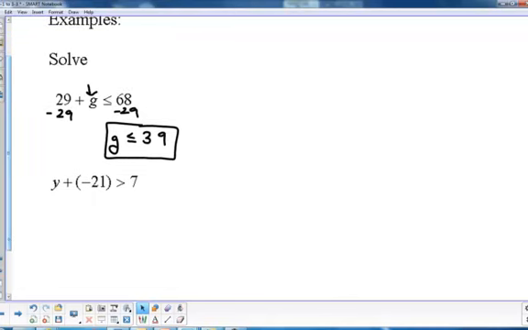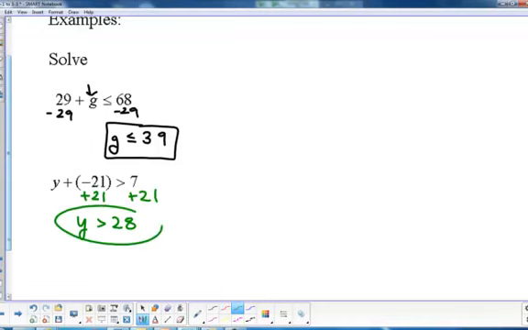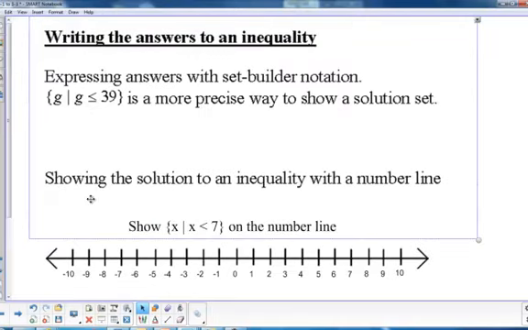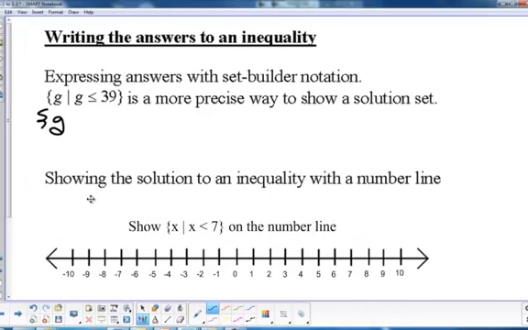The next one is minus 21, so we're going to add 21 to each side to isolate the y. So y is greater than 28. This means the solution set for g are the numbers such that g is less than or equal to 39. That's the most precise way to write the solution set.